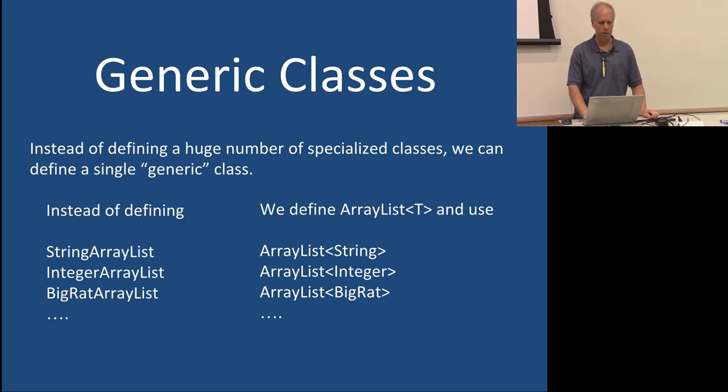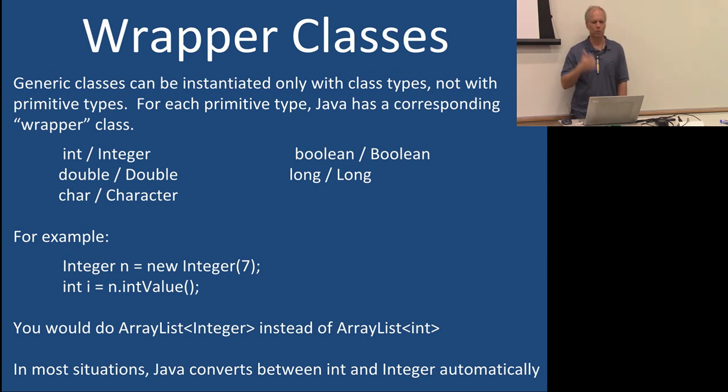Just for completeness, this is reminding you that generic classes can only be instantiated with classes, not with primitives. We've talked about wrappers before. So if you want an ArrayList of little ints, you've got to create an ArrayList of big Integers, which are just objects that contain ints. I won't dwell on that, because we've talked about that enough. So that's one form of polymorphism, generics.